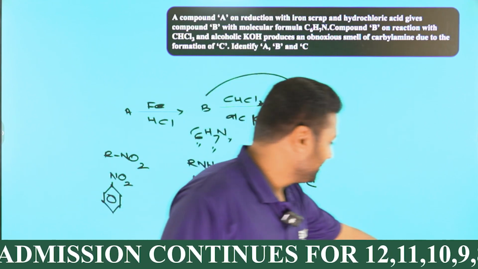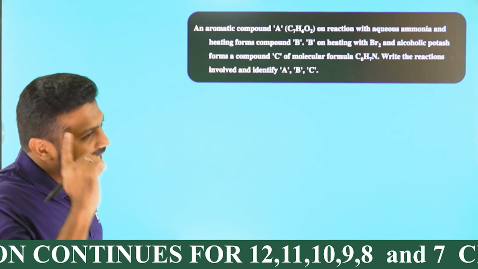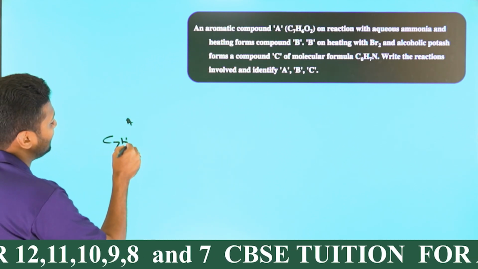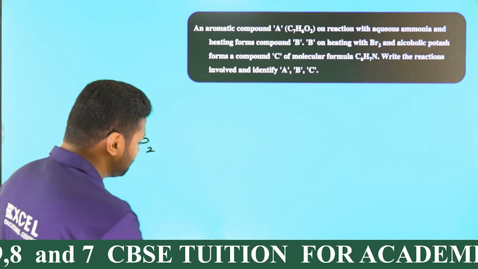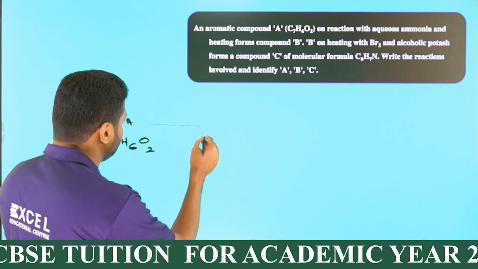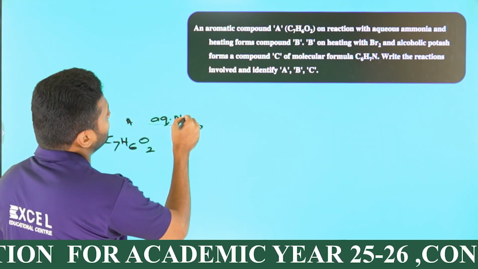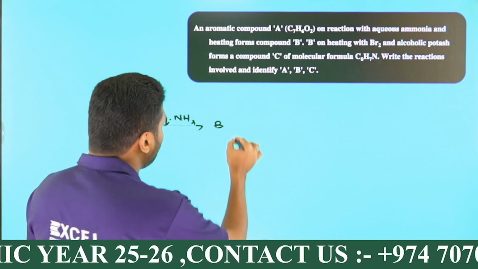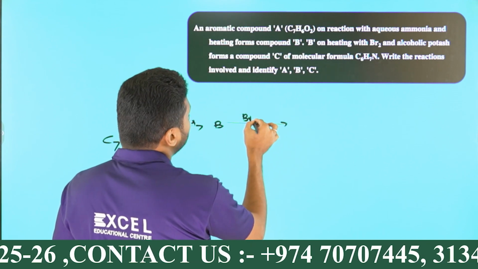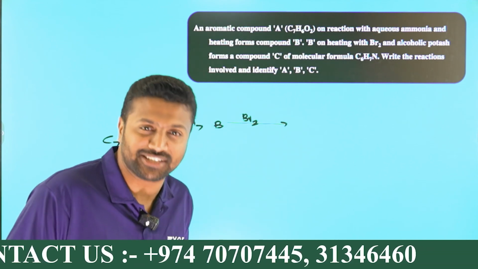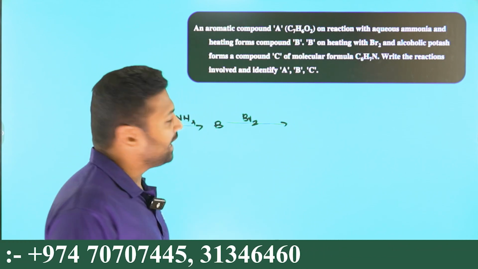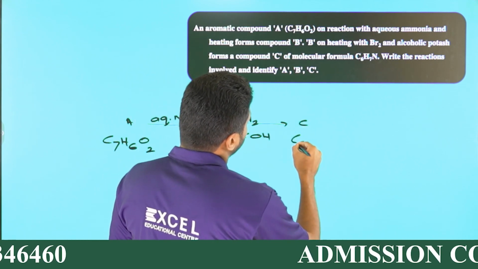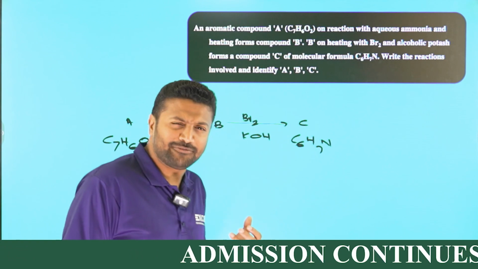Let's see one more question. An aromatic compound A, aromatic benzene ring, having formula C7H6O2, on reaction with aqueous NH3 and heating forms a compound B. Then heating with bromine and alcoholic potash, potash means potassium hydroxide, KOH, forms a compound C with the molecular formula C6H7N.